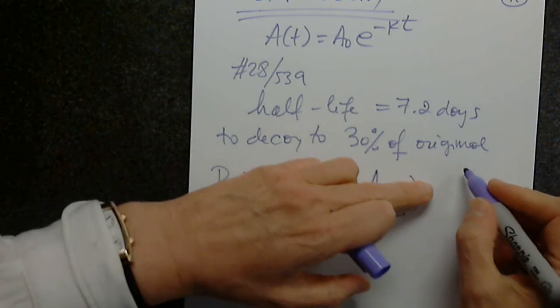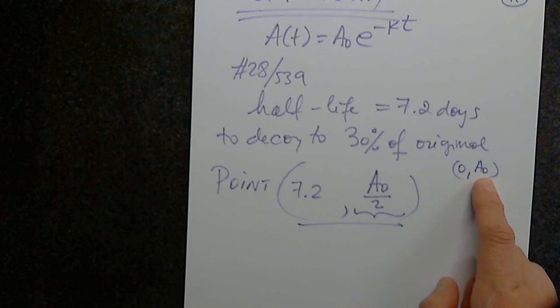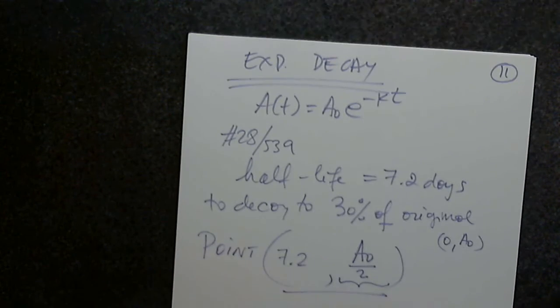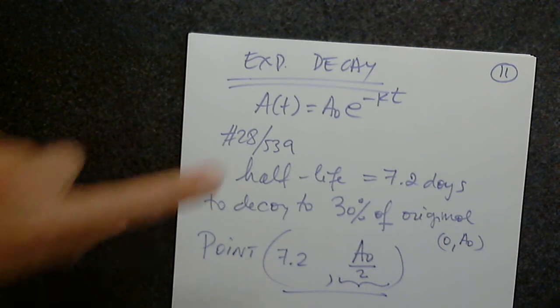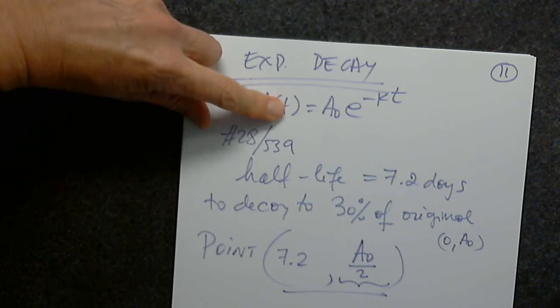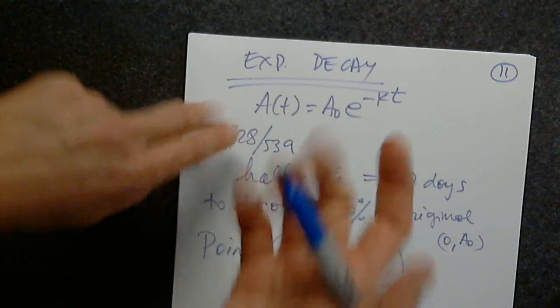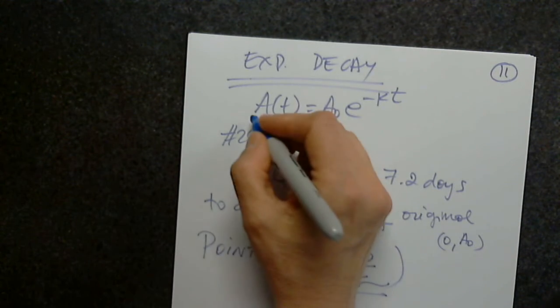So you could say that the first point is this. The next point must be this. So at time 0, I have A0. But when time is 7.2, I have half of A0. I want to plug this point in the function. So tell me how to plug this point in the function. Careful. What is this? I'm plugging this point in here. What is this? That's the time. That cannot be the time. This is the amount.